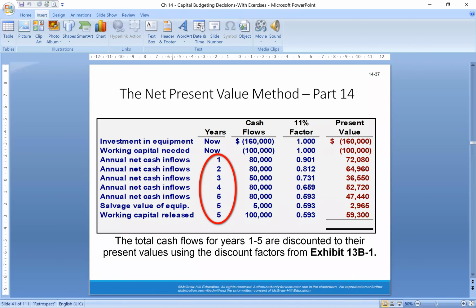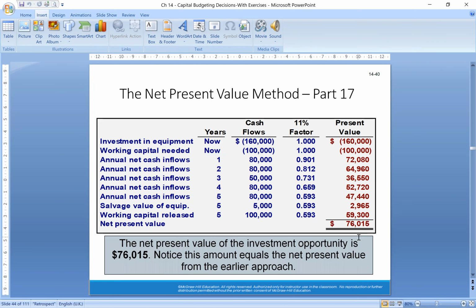Okay, so this is another way to solve the question, and the net present value will be what? The net present value will be 76,000 something.